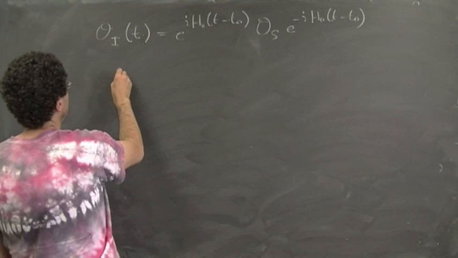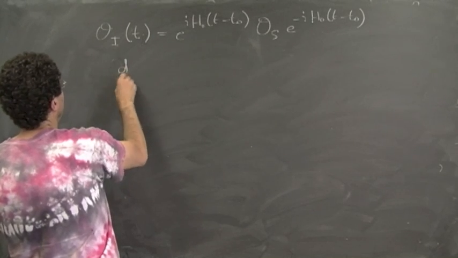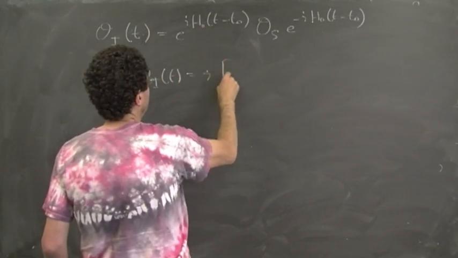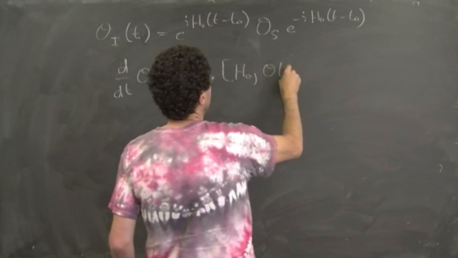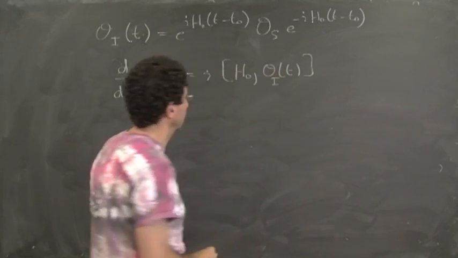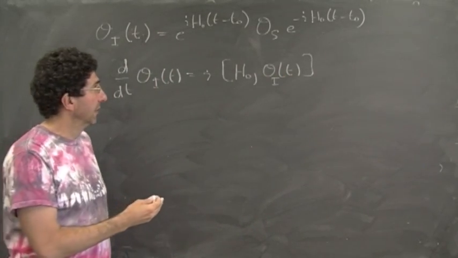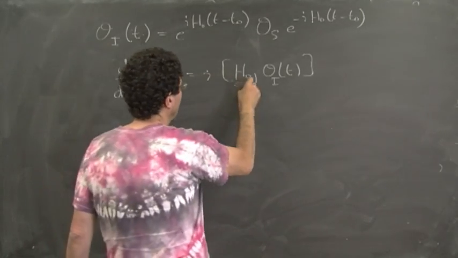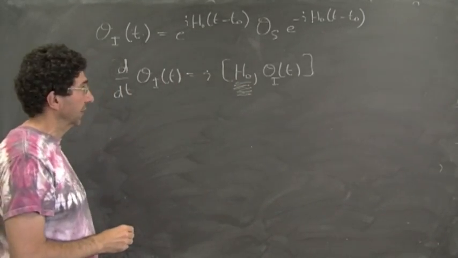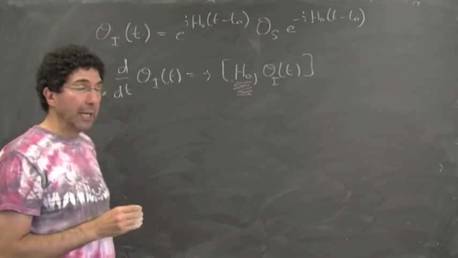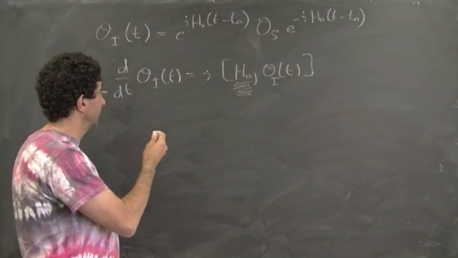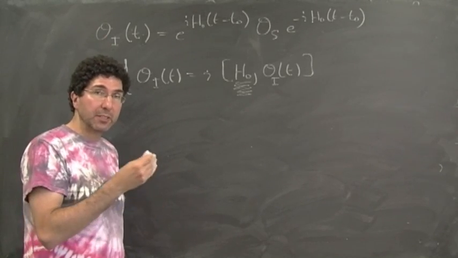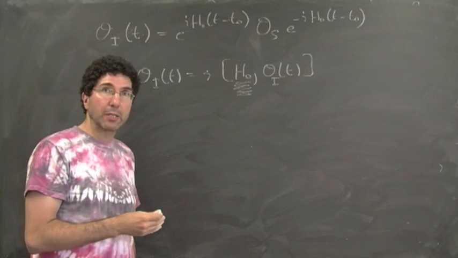If I just differentiate this thing right here, I find that d/dt of O_I(t) is equal to i times the commutator of H_0 with O(t) in the interaction picture. So this is the same kind of equation of motion I wrote down for the Heisenberg picture, but now there is H_0 appearing here. In other words, in the interaction picture, the fields do have time evolution, but the only time evolution they have is the free time evolution.